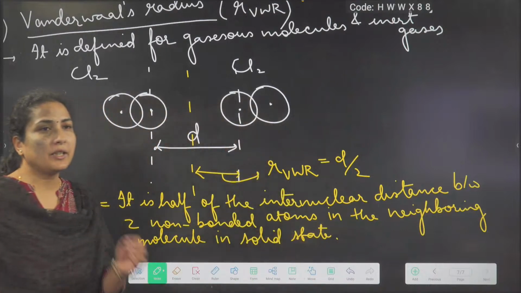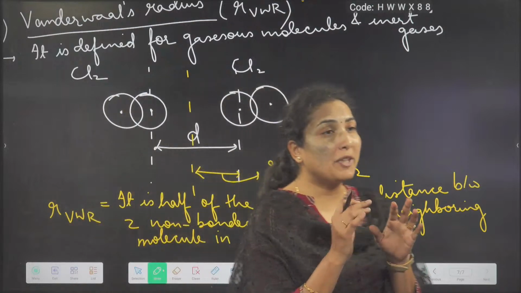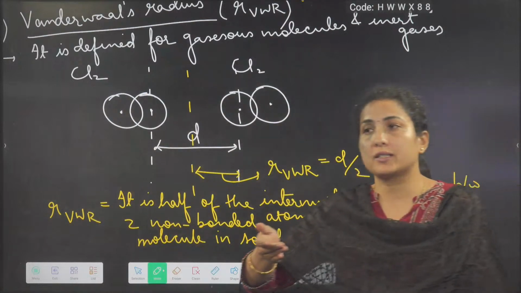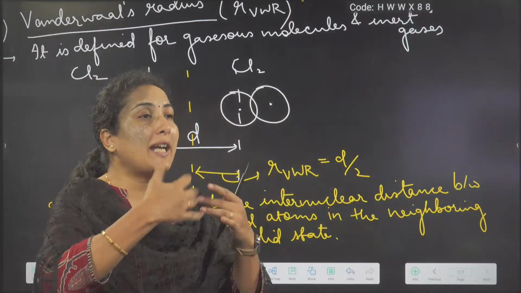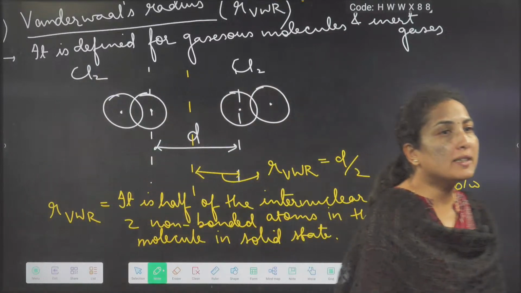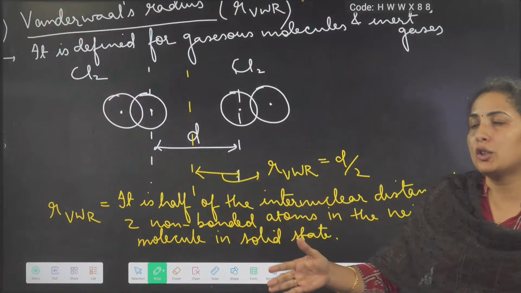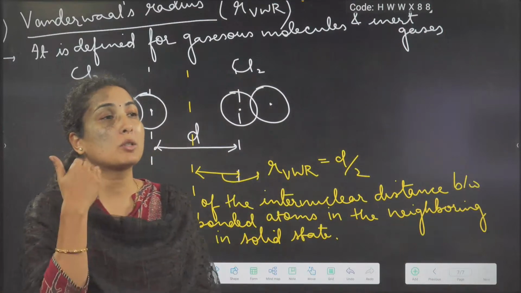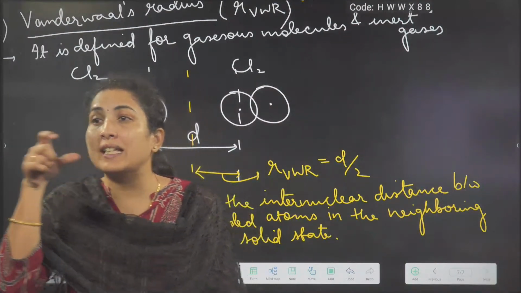Now, the last line you might have seen, that solid state I'm talking about. When I write solid state, that doesn't mean that it is defined for solid state. It is defined for gases only. But you know that gaseous molecules are free to move around. Then how would you measure the bond lengths there, right? So to measure the distance between the molecules there, you need to reduce the temperature to such an extent that it becomes solid. And then you measure it. Getting it? That's what is in solid state.